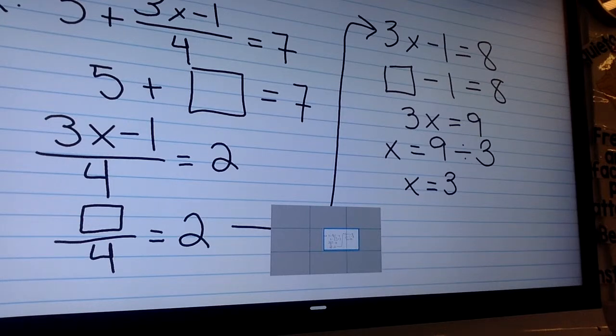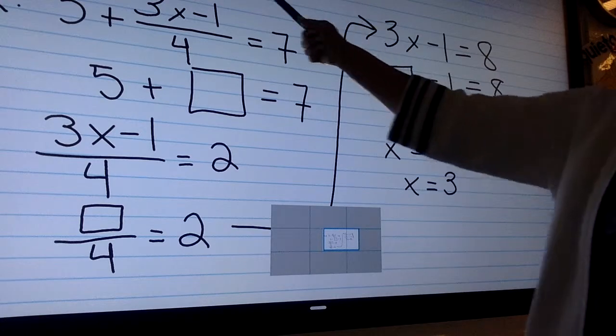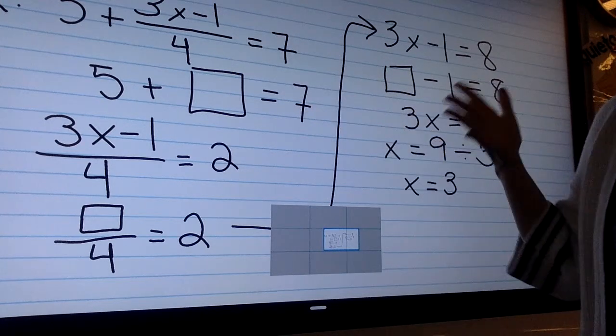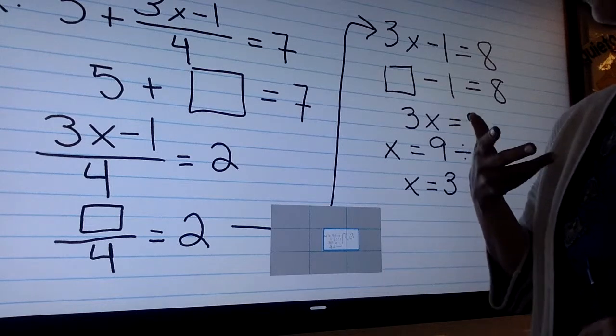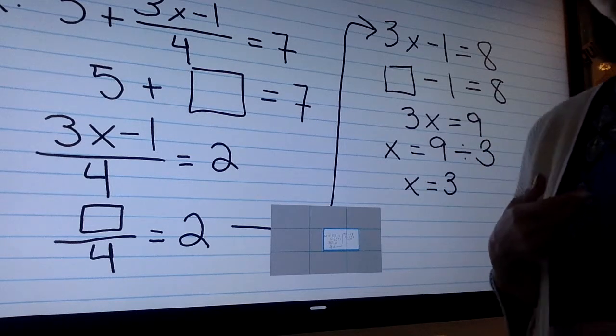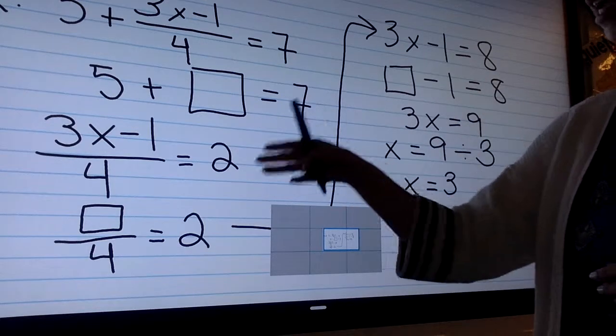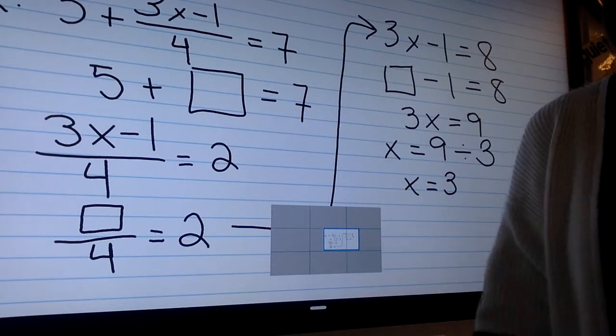And what's really important in these more complicated equations is to go back into your original equation, plug it in, and see if it works. Does 5 plus 3 times 3 minus 1 divided by 4 actually give you the value of 7? And if it doesn't, then you probably made a mistake somewhere and you might want to retry it.